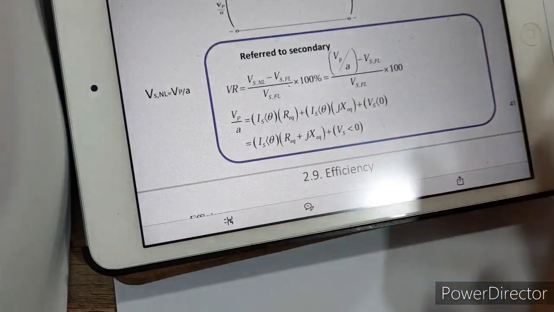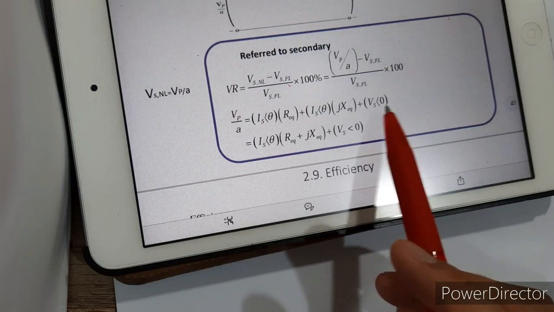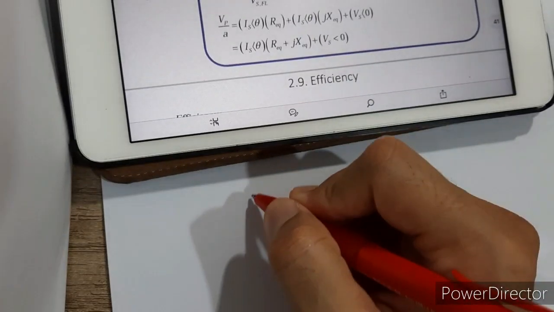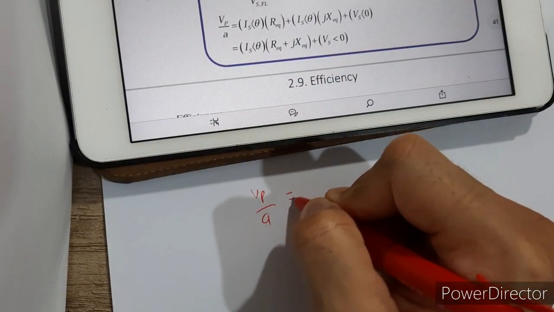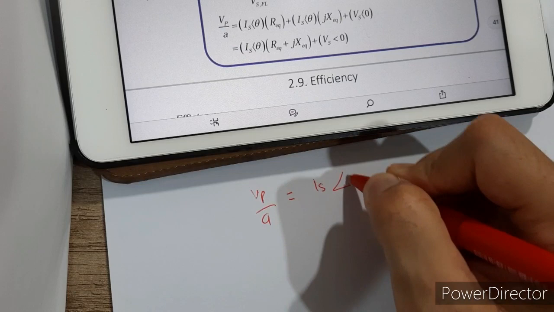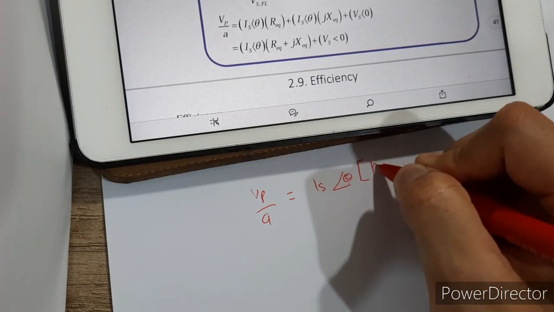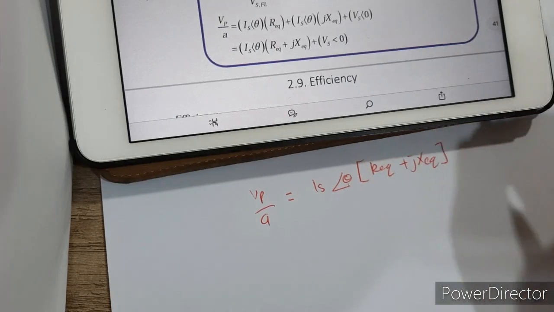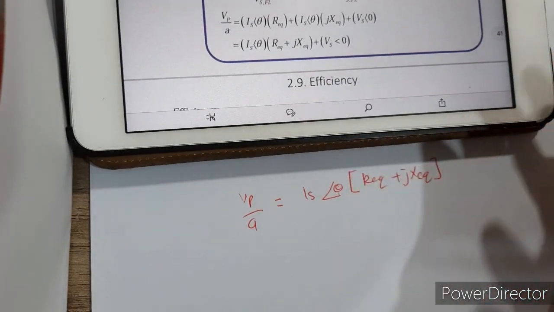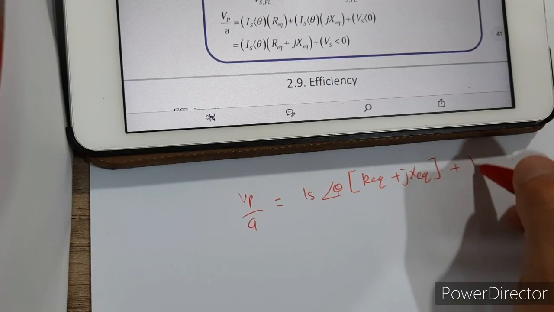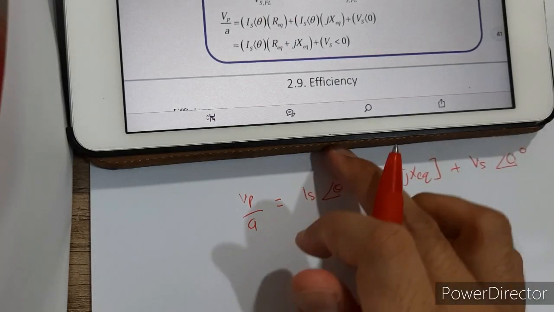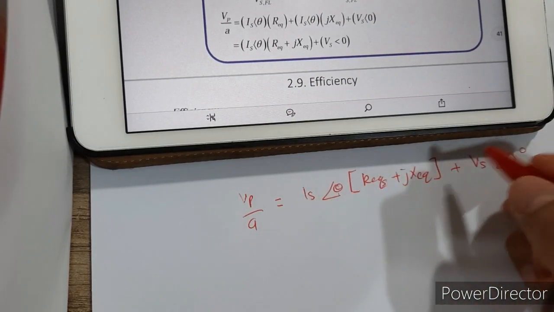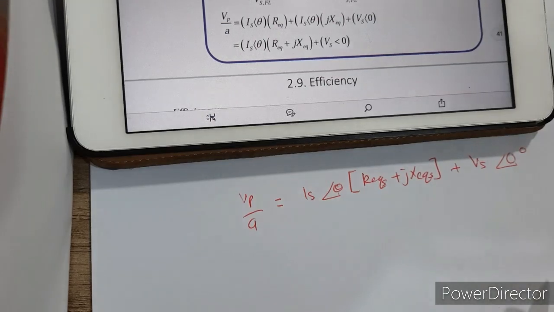Okay, so for secondary voltage, we assume that the angle is 0 degree. This equation you can write this way: VP over A equals IS angle of theta, multiplied with R equivalent plus jX equivalent, plus VS angle of 0 degree. Because this is referred to secondary, this is R equivalent S, and this is also jX equivalent S.